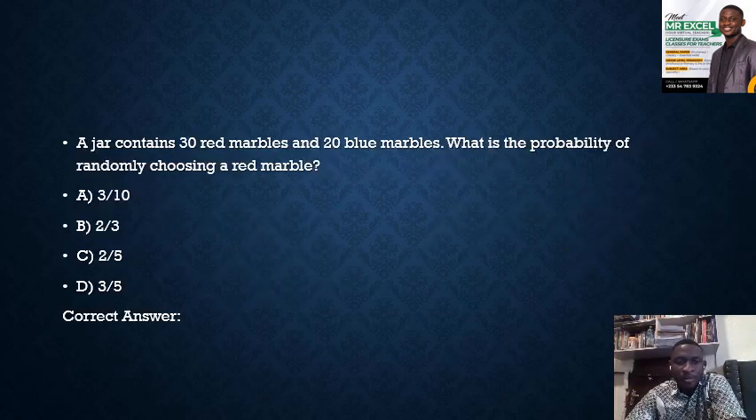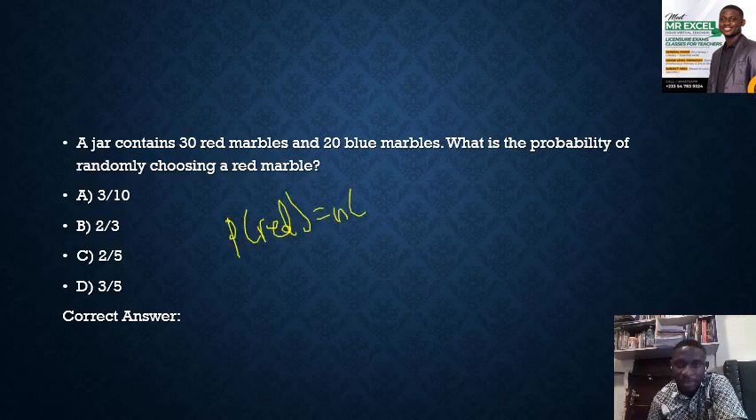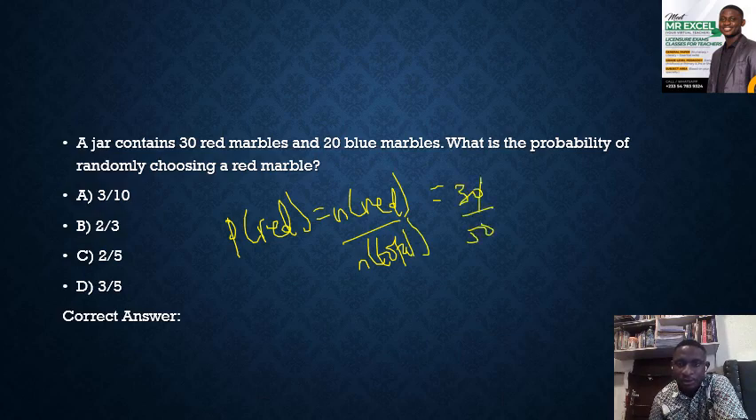Alright, so next question. A jar contains 30 red marbles and 20 blue marbles. What is the probability of choosing at random a red marble? Choosing at random a red marble. So let me simplify this. So P of red equals n of red over n of the total. How many reds do we have? 30. Total we have 50. So 10 goes here 3 times, 10 goes here 5 times. So we have 3 on 5. We have 3 on 5 here.